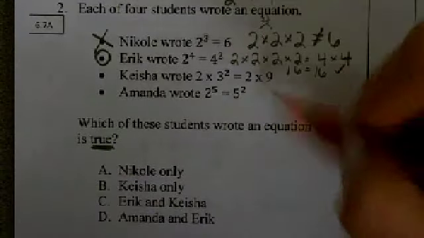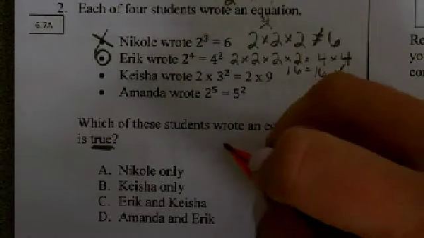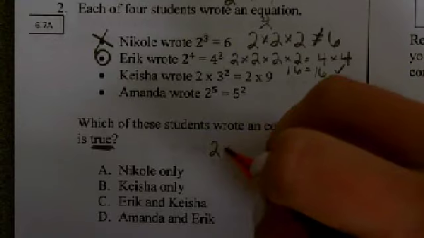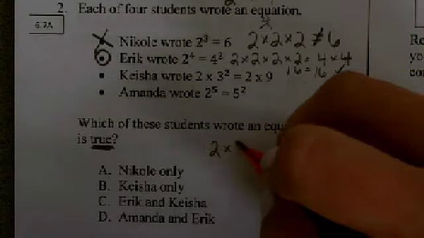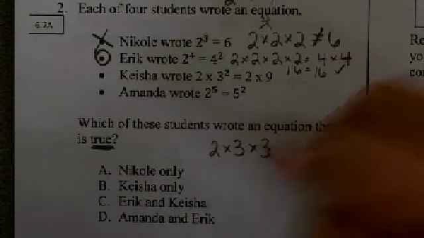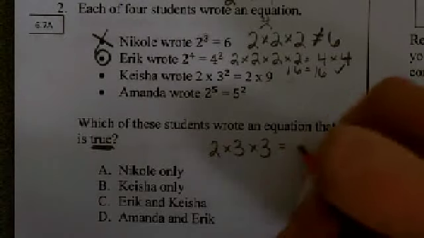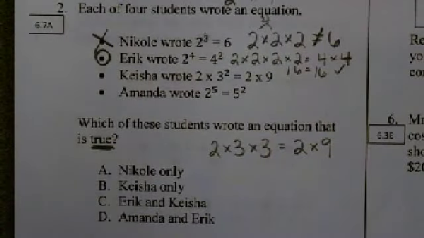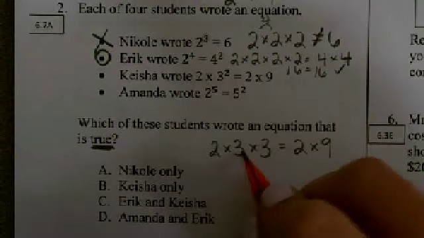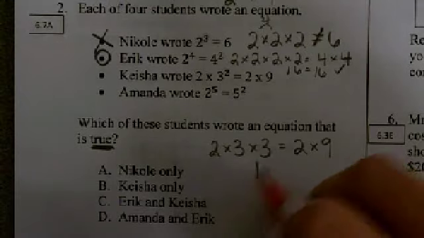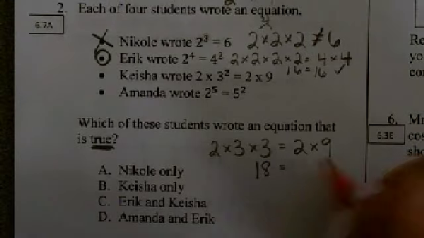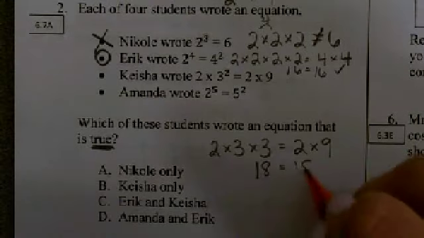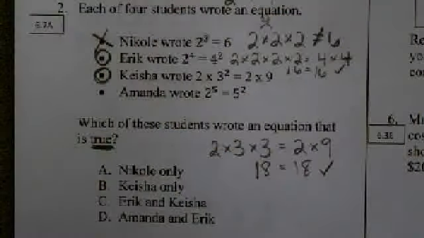I'm going to write Keisha's down here where I have more room. She said that 2 times 3 squared, which is the same thing as 3 times 3, equals 2 times 9. If we solve this out, 2 times 3 is 6, and then 6 times 3 is 18, so we have 18, and then 9 times 2 is 18 as well. So that's true, so Keisha's equation is true.